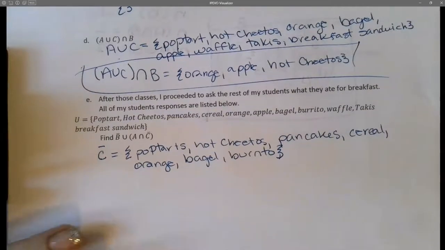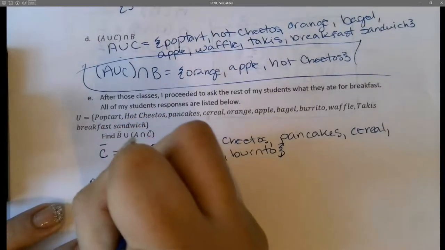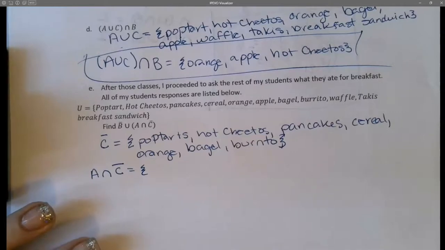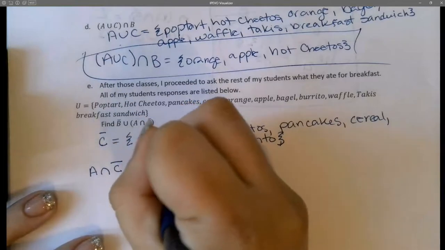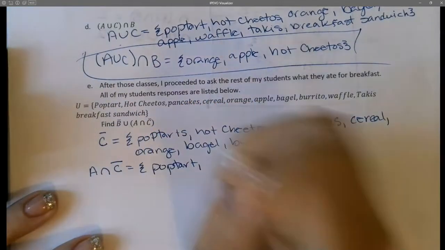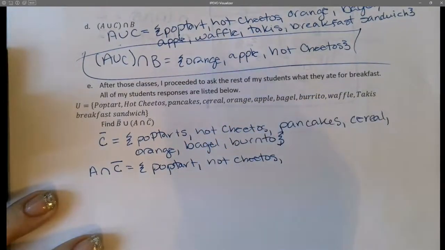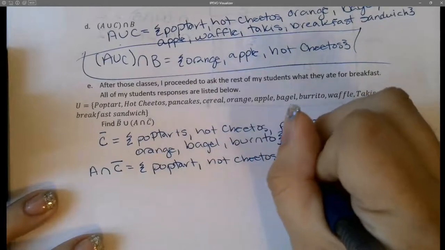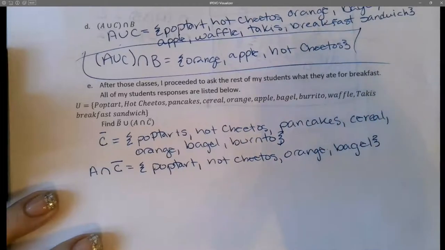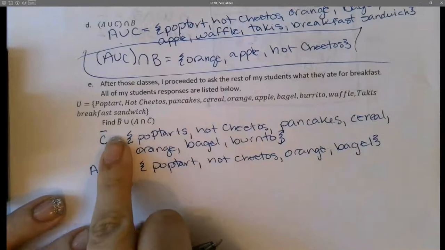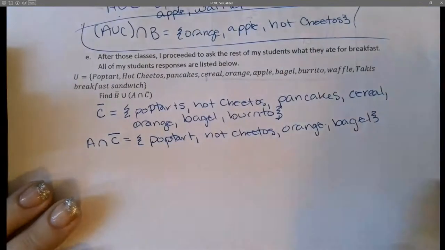Then the next part is to do the parentheses. So I want to find the intersection of A with that complement of C. So what my set A has in common with the list I just wrote out. I have Pop-Tart. I have Hot Cheetos. I have orange, and I have bagel. Okay. Then I want to find it unioned with the complement of B. I don't know my complement of B yet, so I want to first find that.